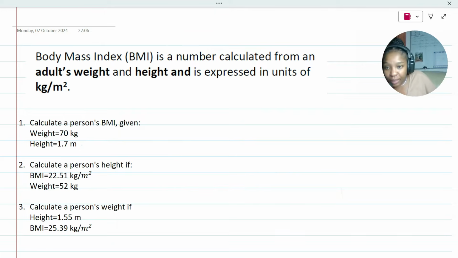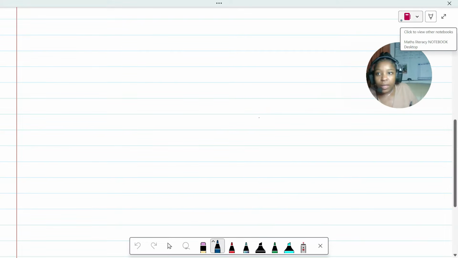So how do we calculate BMI? I'm just going to move this a bit down so that we get into the nitty-gritties. How do we calculate a person's BMI? To calculate BMI, BMI is equal to a person's weight divided by a person's height, all squared.